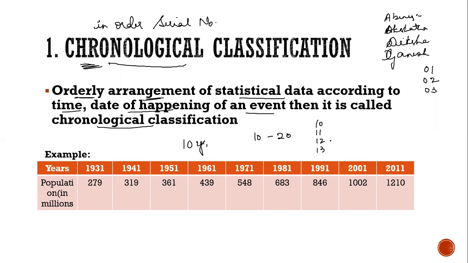Here what you do, you arrange. It is not in an ascending or descending order; it is arranged in an orderly manner. That is called chronological classification. Hope you all understood. You orderly arrange the statistical data based on its happening, whenever the event occurs. Anybody has any doubt in the first point? Okay, that means you understood the first one, chronological classification.